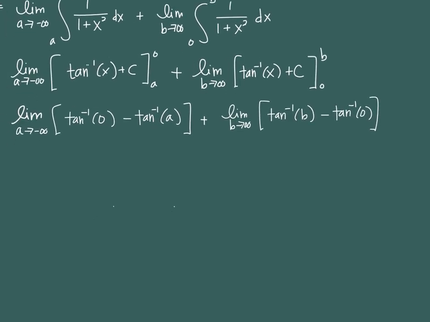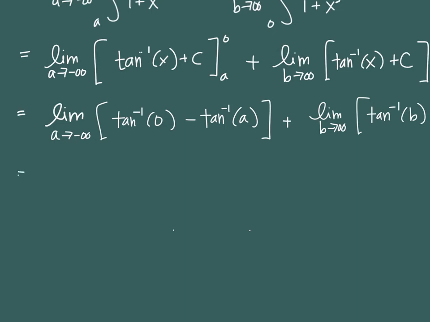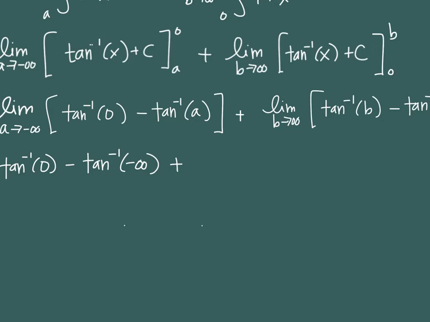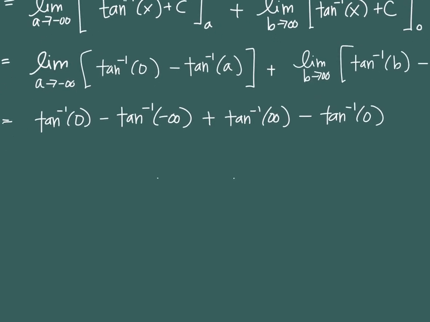Okay, are you with me so far? Okay, now plug infinity and negative infinity in. So I start with the tangent inverse of 0 minus the tangent inverse of negative infinity plus the tangent inverse of positive infinity minus the tangent inverse of 0. So I started with the inverse tangent of 0. I ended with the inverse tangent of 0.